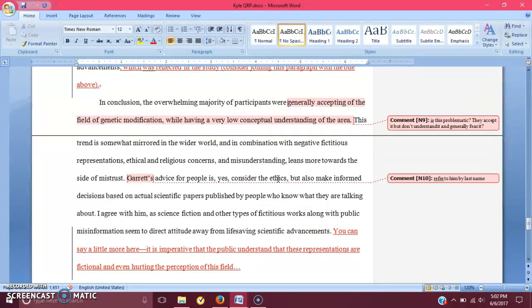In conclusion, the overwhelming majority of participants were generally accepting of the field of genetic modification while having a very low conceptual understanding of the area.